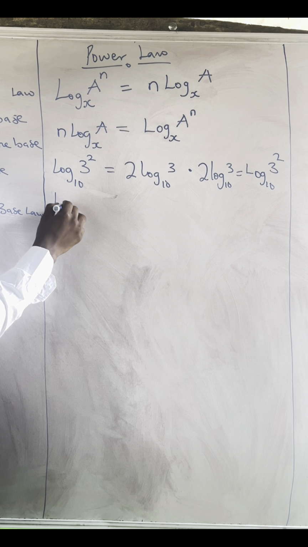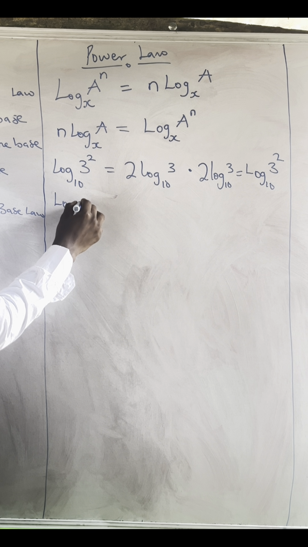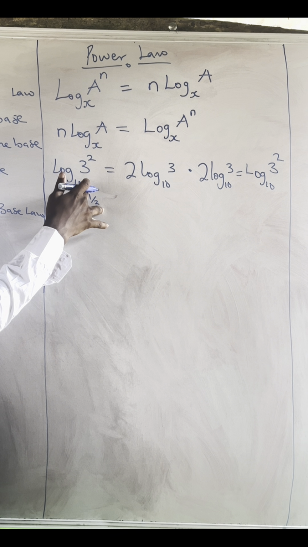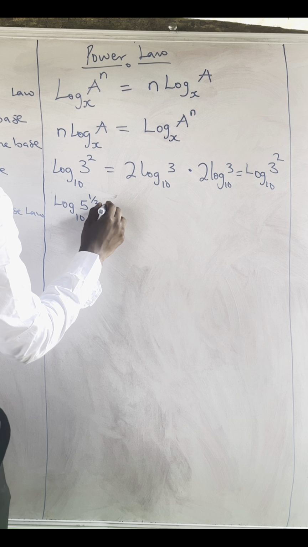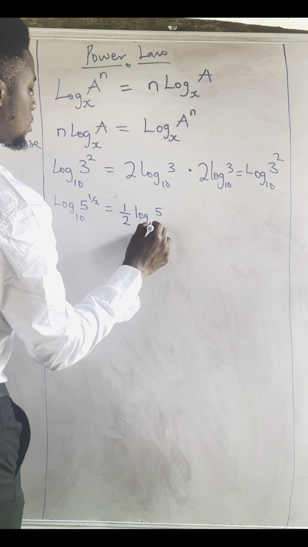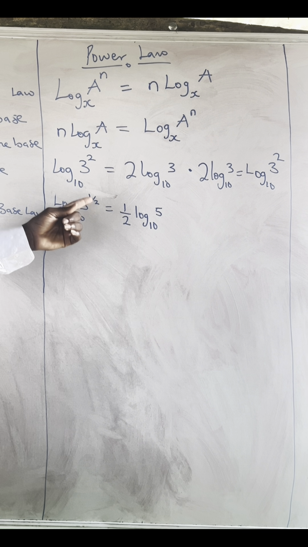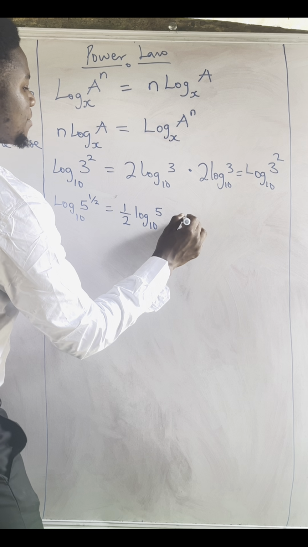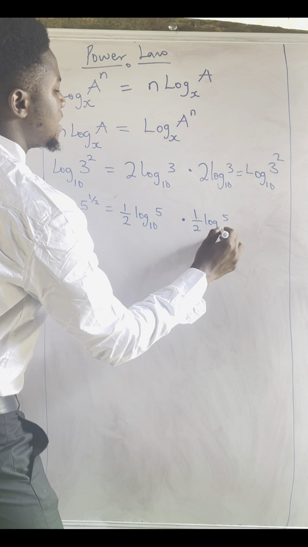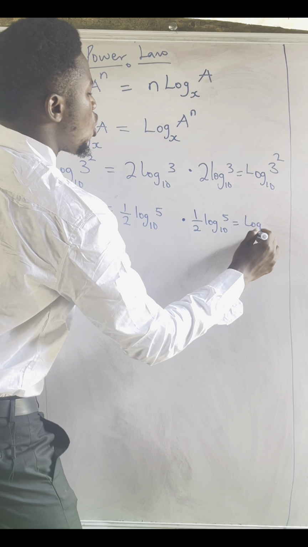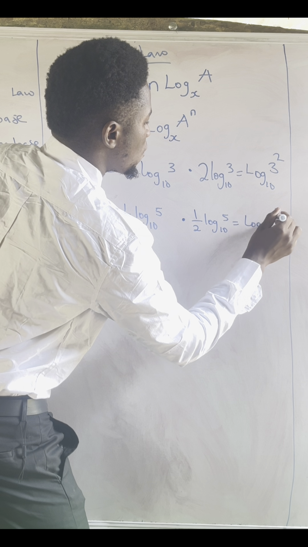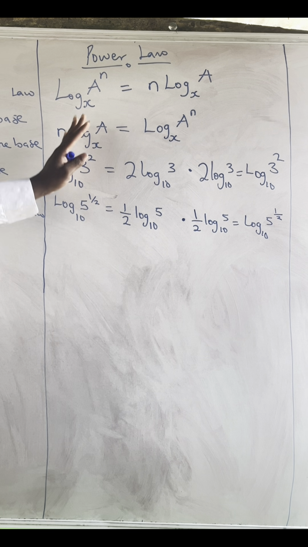Also, let's say I have another example like this. Log 5 raised to the power half base 10. The power, which is 1 over 2, can also become the coefficient. It can be written as 1 over 2 log 5 base 10. So you just bring the power to become the coefficient. At the same time, if I have 1 over 2 log 5 base 10, it can also be written as log 5 with the coefficient brought to become the power here: log 5 raised to the power 1 over 2 base 10. This is what the power law is talking about.